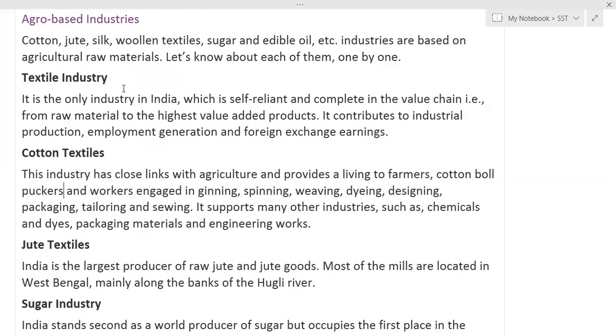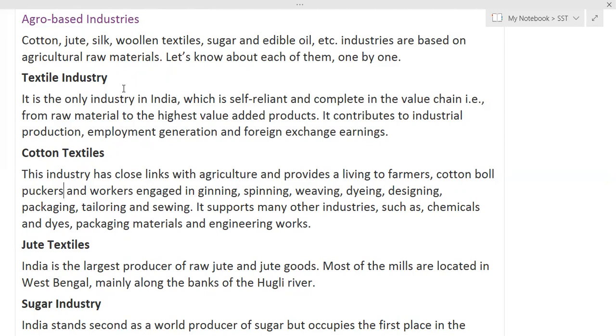Cotton textile industry. This industry has close links with agriculture and provides a living to farmers. Agro-based industry is divided into sub-industries, which include textile, and textile is divided into cotton textile. So the cotton textile industry provides a living to farmers. Farmers can earn money from them and they can have a good lifestyle through it. Cotton ball pluckers and workers engage in spinning, dyeing, designing, packing, tailoring, sewing. It supports many other industries such as chemical and dyes, packaging material, and engineering workers.